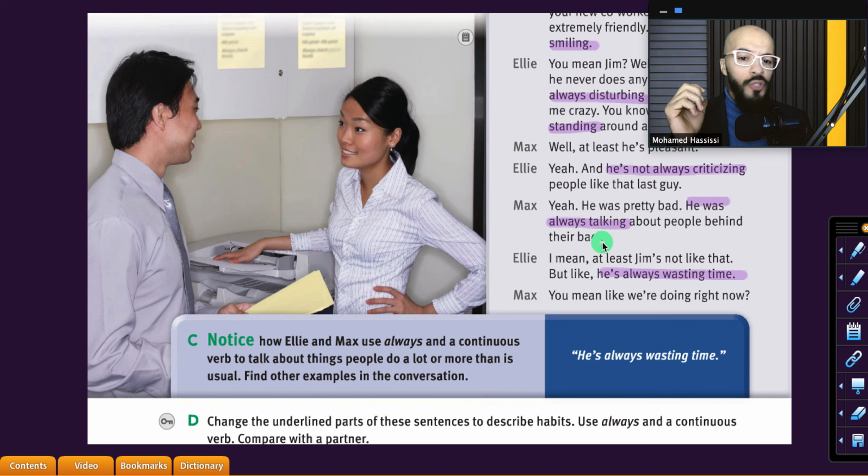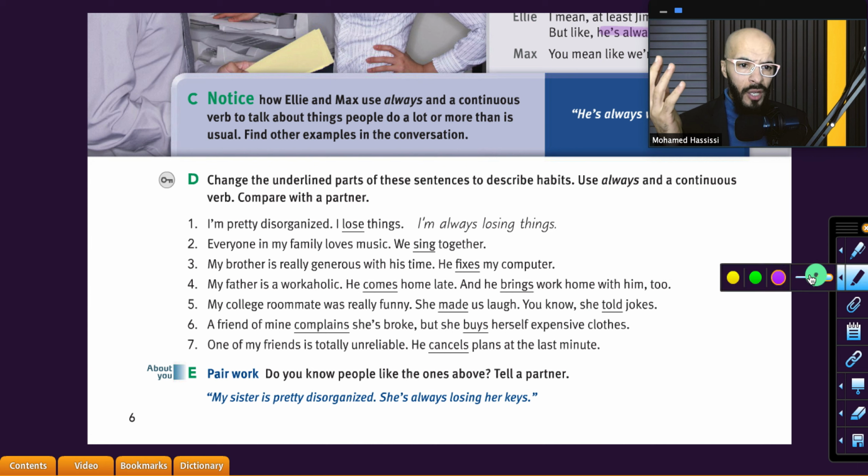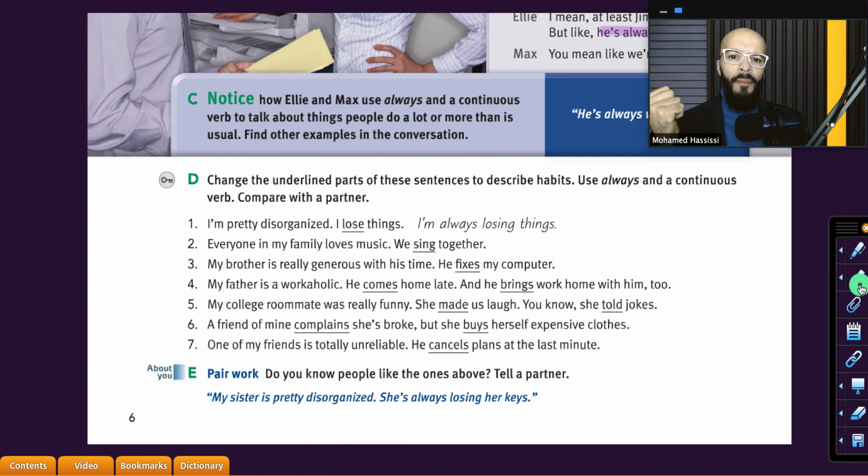All right. So let's do some practice. Change the underlined parts of these sentences to describe habits. Use always and a continuous verb. Now, I'm pretty disorganized. Remember what pretty means, right? Just a little bit more than a little, right? I'm fairly disorganized. I lose things. So you have to change it to, I'm always losing things. I'm going to pause the video and do the same thing to the rest of the sentences. This one, this one, this one, so on and so forth. Go ahead. All right, so I figured you've done that.